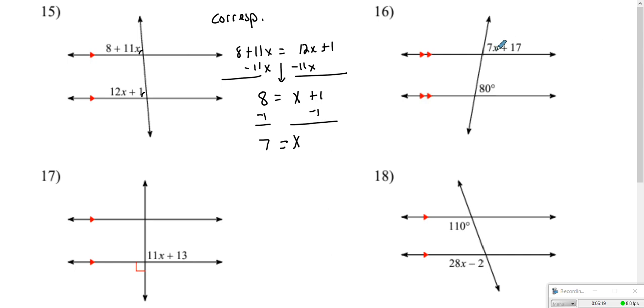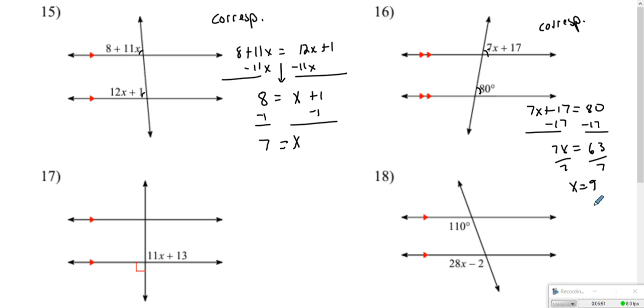Number 16, one interior, one exterior, same side of the transversal. These again are corresponding. Corresponding angles, if the lines are parallel, which they are, are congruent. So 7x plus 17 is equal to 80. I'm going to subtract 17 from both sides. And so I get 7x equals 63. Divide both sides by 7, and I get x equals 9.